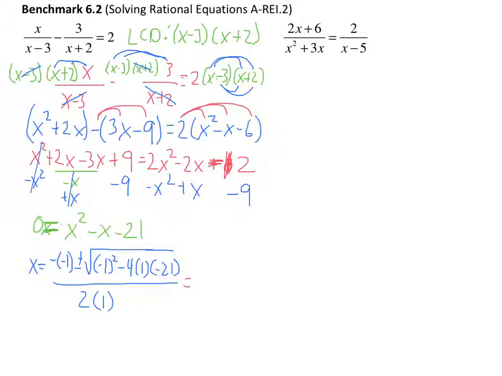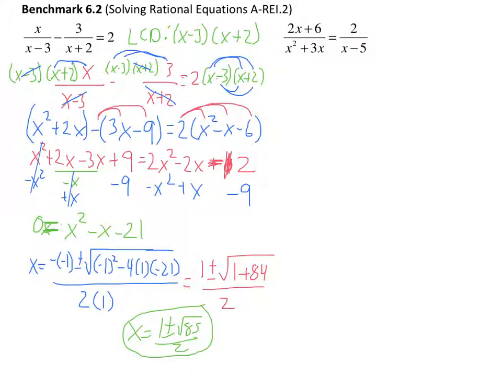Right here we've got a negative negative, and here we've got a negative 1 squared. So a negative negative is a 1, plus or minus the square root of 1. And then negative 4 times 1 times negative 21 looks like it's going to be 84 positive. That's all over 2 times 1, which is 2. So it looks like my answer is x equals 1 plus or minus the square root of 85 over 2.